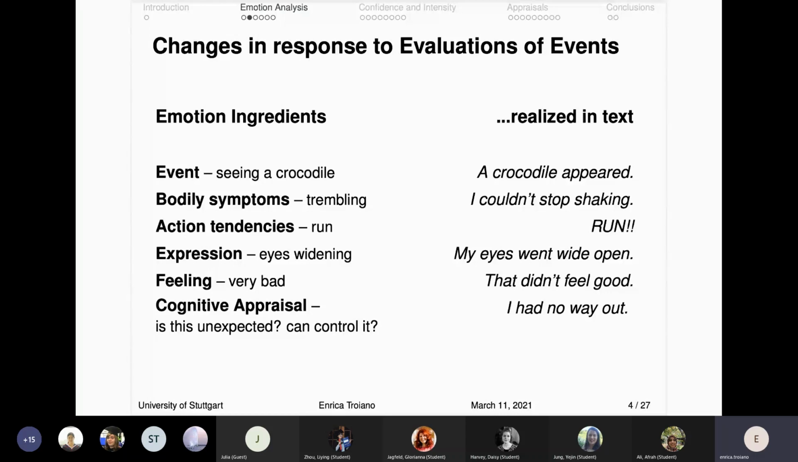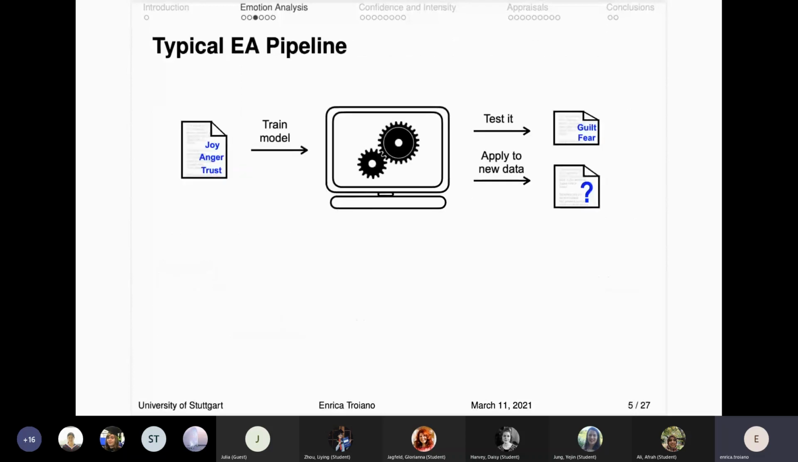We have event: a crocodile appeared. Bodily symptoms: I couldn't stop shaking. Action tendencies: run. Expression: my eyes went wide open. Feeling: that didn't feel good. And cognitive appraisal: I had no way out. So these are some example texts that we deal with in emotion analysis. And these are the texts that we use to train our machine learning models.